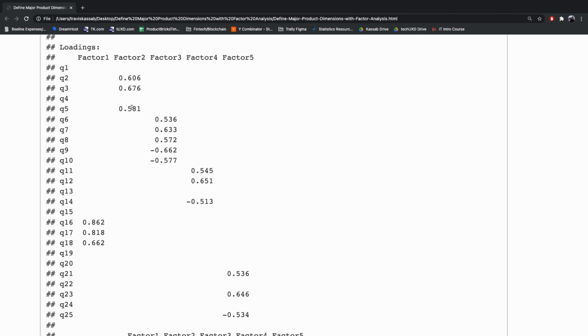Now we can see clearly that Q16 through 18 heavily load on factor 1. For factor 2, Q2, 3, and 5 heavily load. Factor 3, Q6 through Q10 are highly important. Factor 4, Q11, 12, and 14. And then for factor 5, Q21, 23, and 25 heavily load on that.